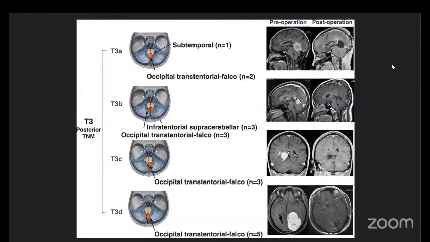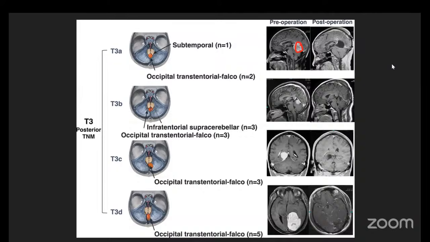You can see that it's here in the midline. It's a mid-sagittal section here. It's originating from both the falx and the tentorium cerebelli. It's also compressing the cerebellar hemisphere. So these are T3. T8 are somewhere around here as well.